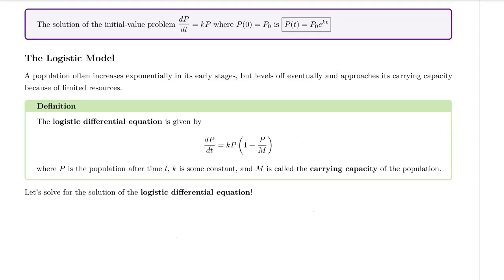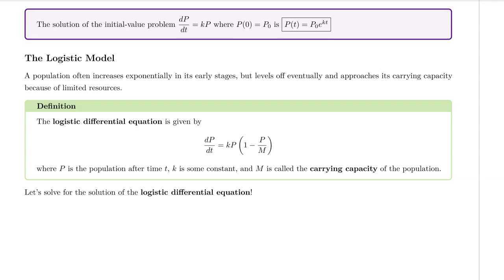So formally, here's the solution of the initial value problem, dP/dt equals kP, where P of 0 is equal to P naught, and the solution is P of t is equal to P naught times e to the power of kt.